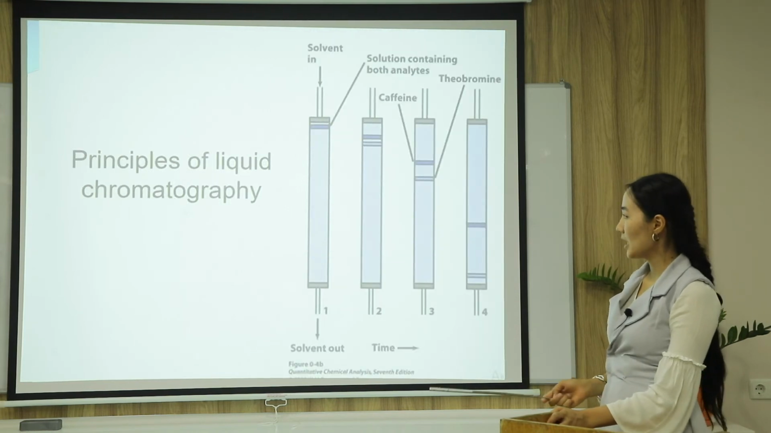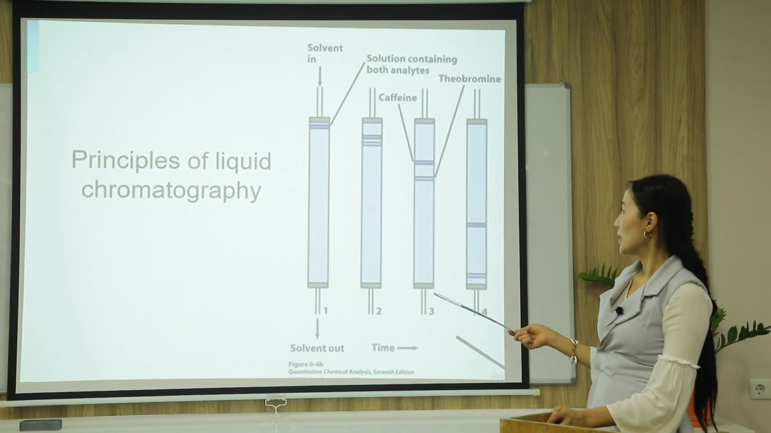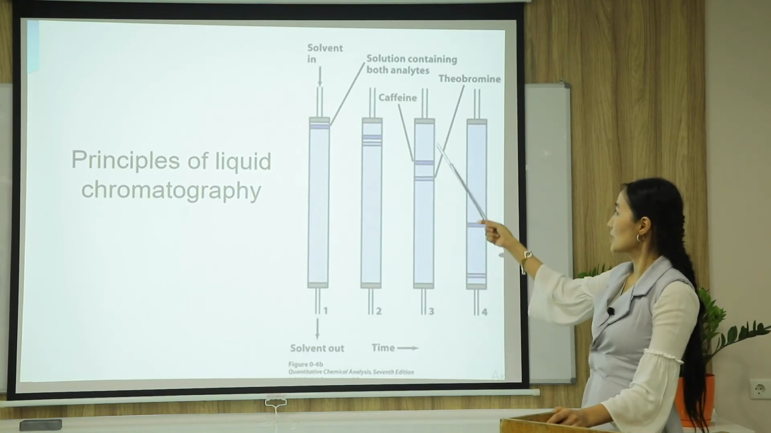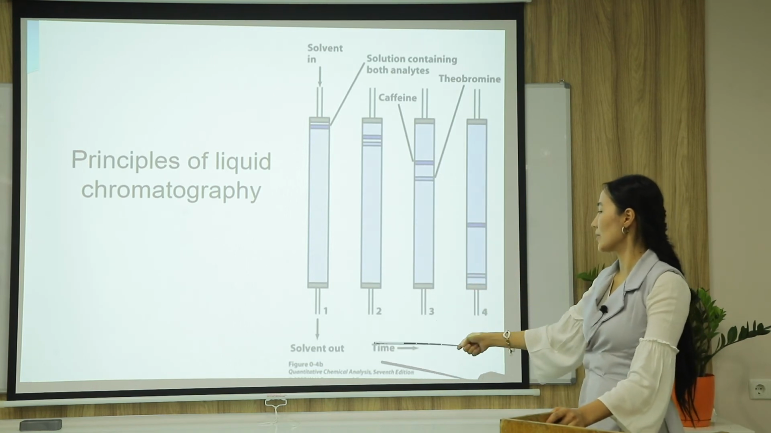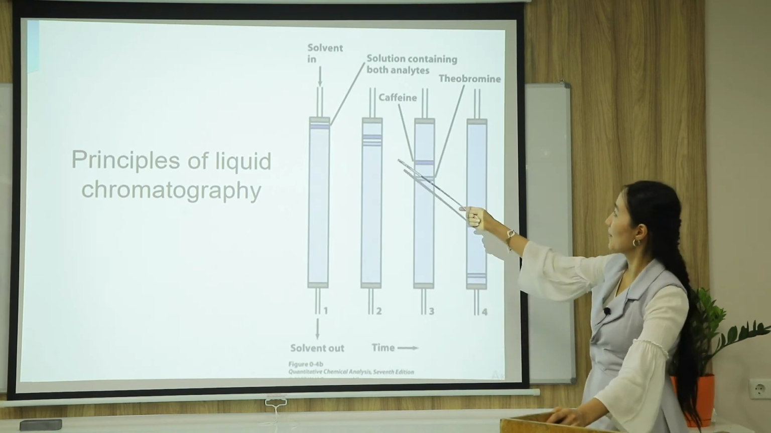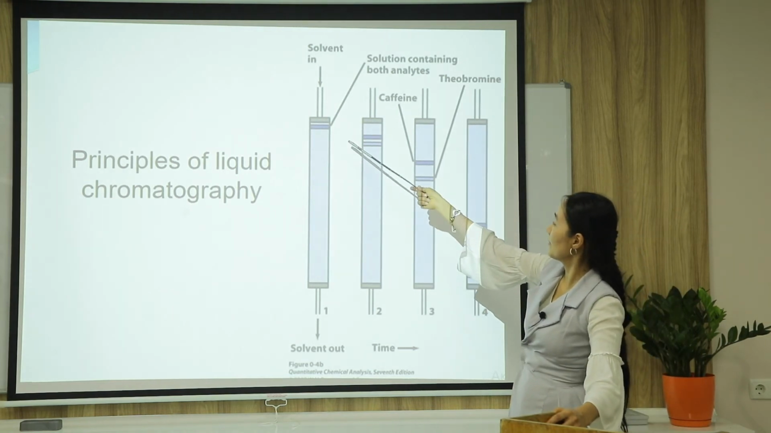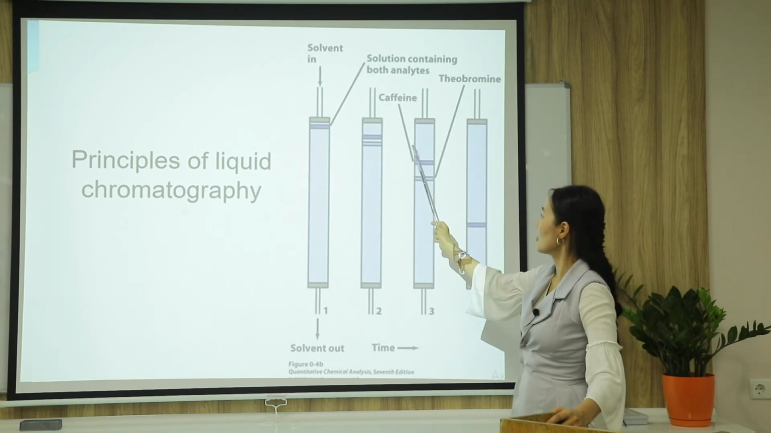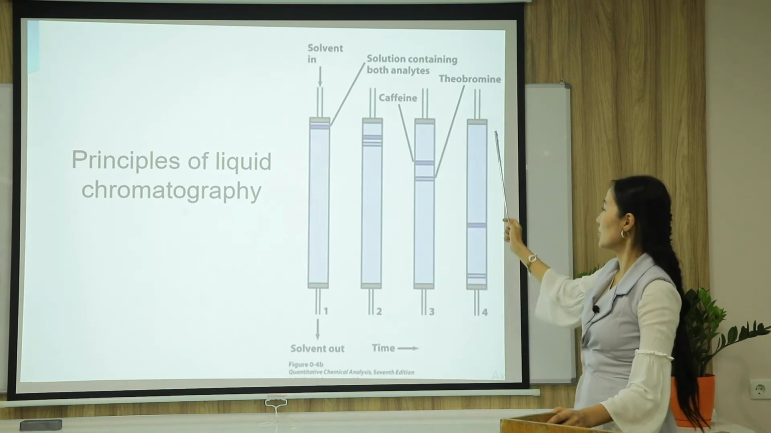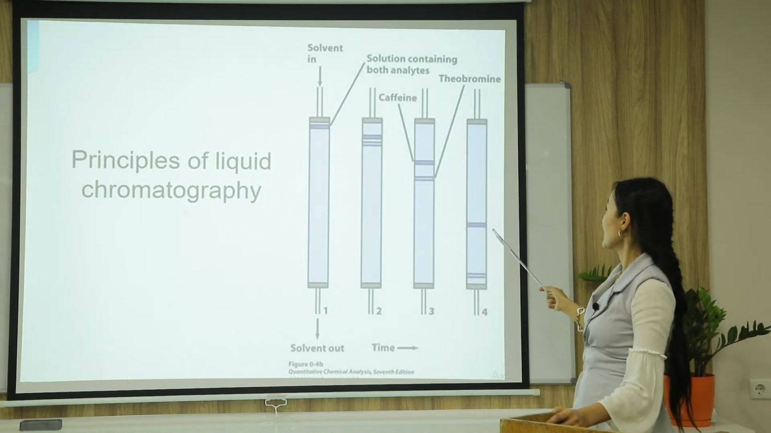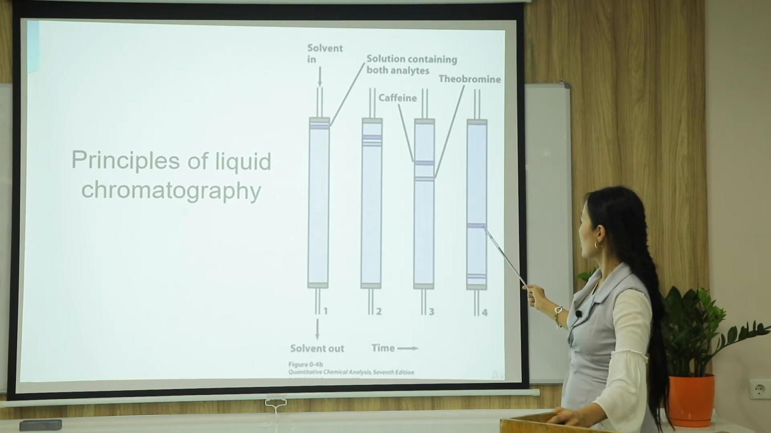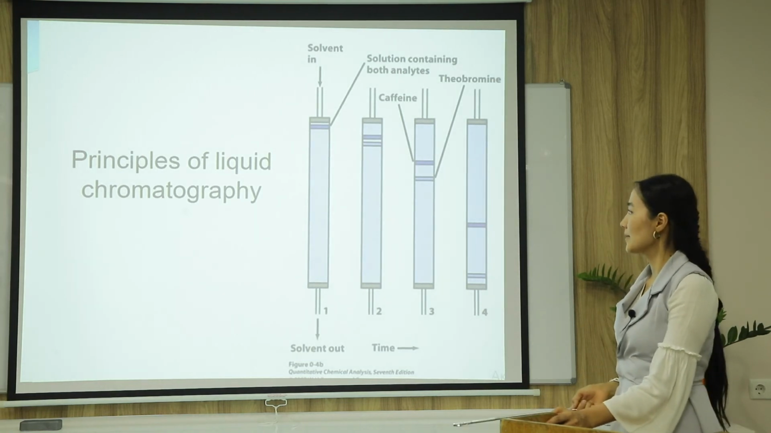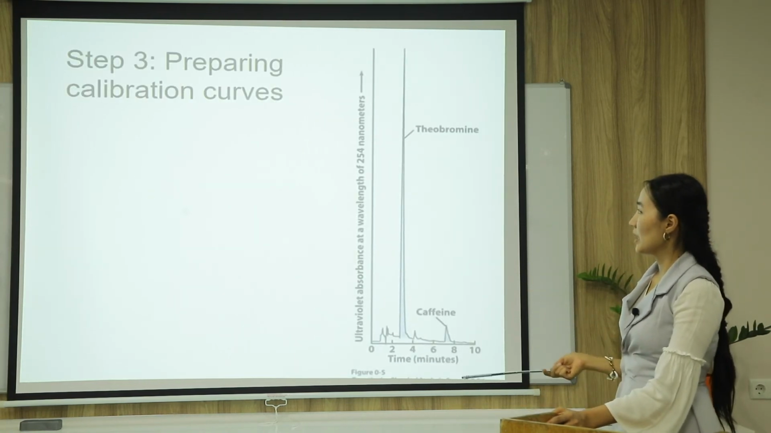Please, next. The principles of liquid chromatography are shown here. The first column, second, third, and fourth. Solvent in goes to the first column, solvent out going from the second one. This is the solution containing both analytes, caffeine and theobromine. In liquid chromatography, it is divided into two parts. The caffeine is at the top and theobromine is at the bottom. Here you can see that caffeine comes from the medium side and theobromine goes just in the bottom.